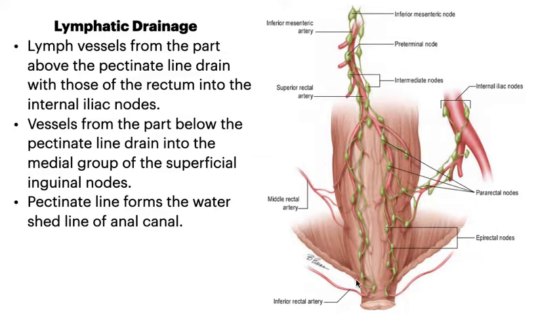Coming to the lymphatic drainage, lymph vessels above the pectinate line drain, along with those from the rectum, into the internal iliac nodes, whereas vessels from below the pectinate line drain into the superficial inguinal lymph nodes. The pectinate line forms a watershed line for the anal canal.